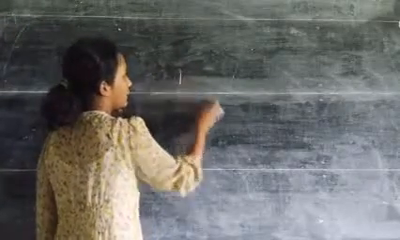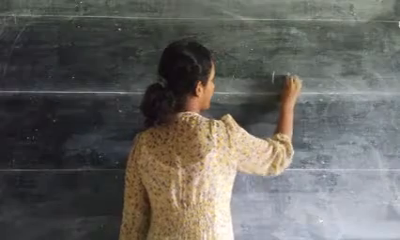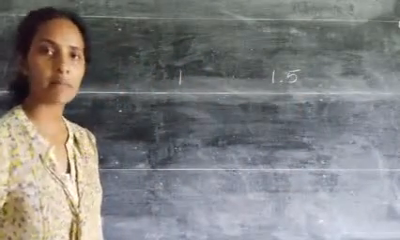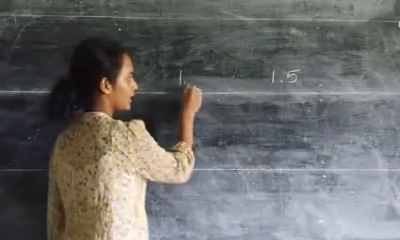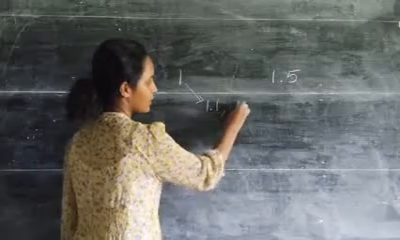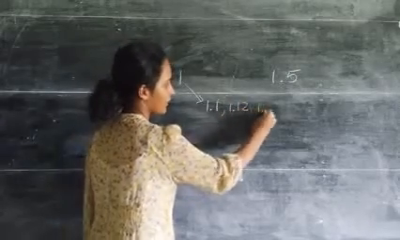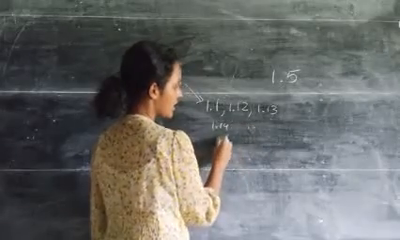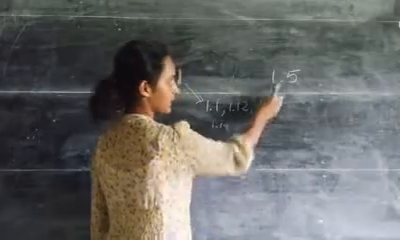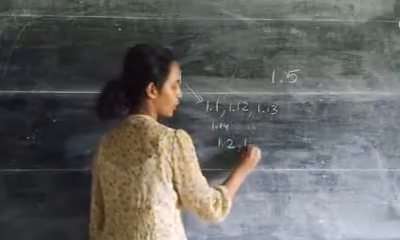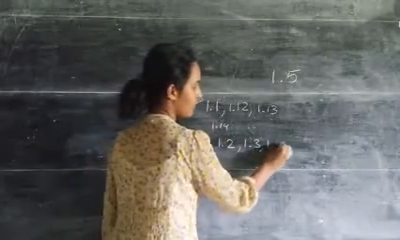If I take 1 and 1.5, can you tell me what are the numbers in between them? After 1 comes 1.1, 1.12, 1.13, 1.14, etc. Then I can write 1.2, it comes between 1.5 and 1, right? 1.2, then 1.3, then 1.4, right?